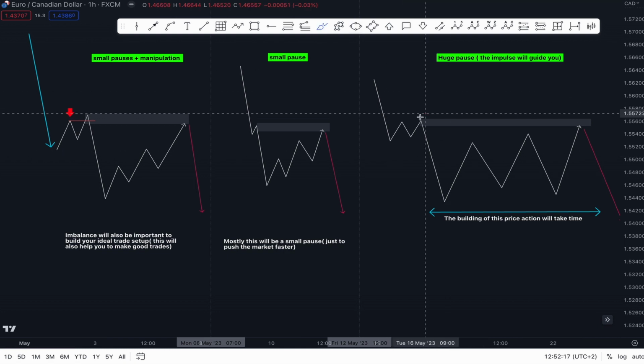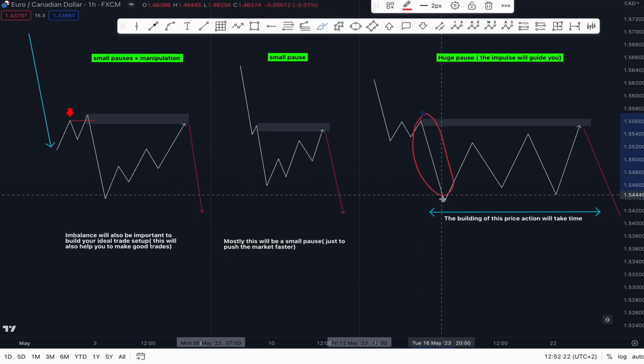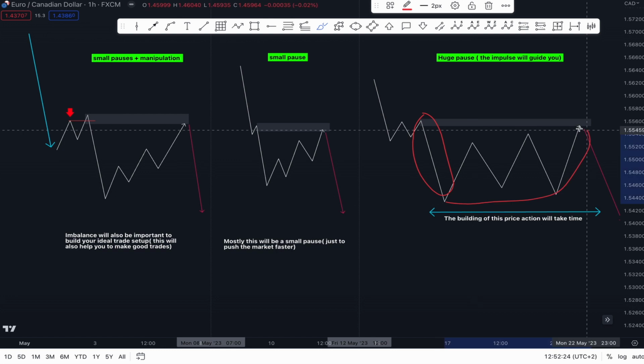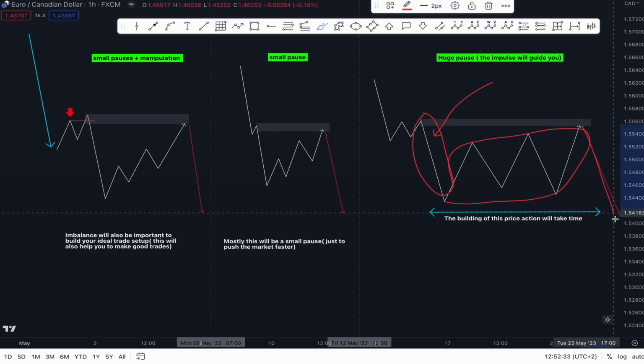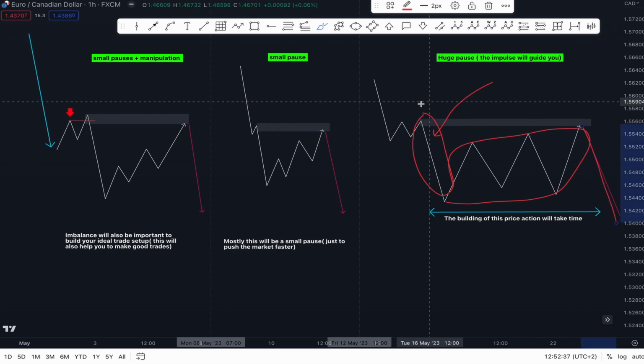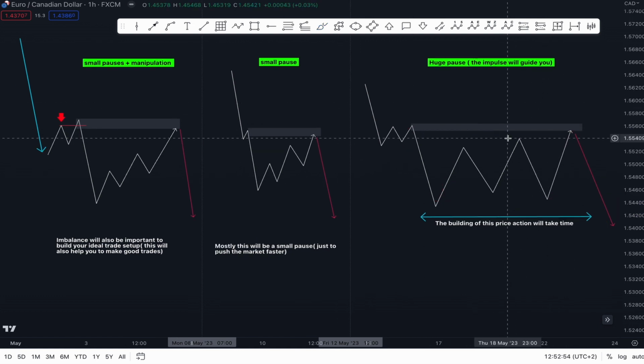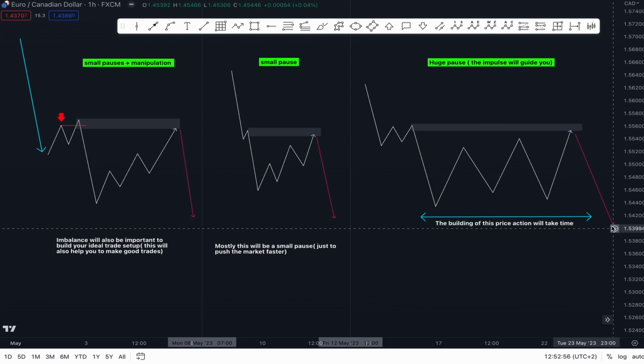This will be your impulse here, and then the whole thing here will be a correction for this impulse here. So that means the correction took longer, and then you'll be anticipating that the market will shoot lower. But this one can be a little bit hard because you will think that the market is trying to reverse from this. So from here guys, if you understand these three patterns here, let's try to find them.